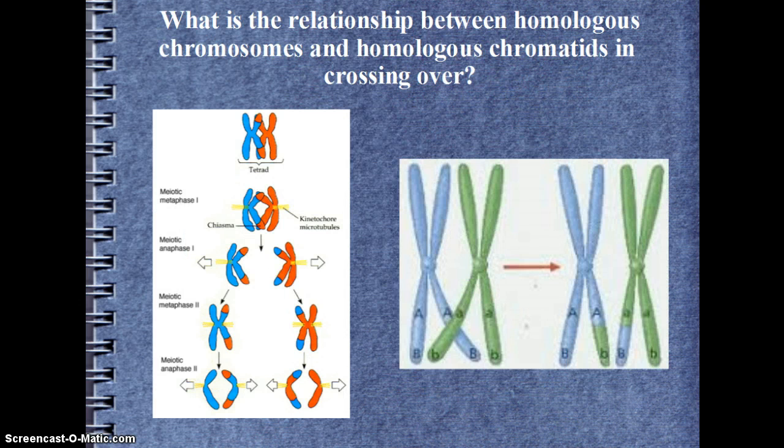What is the relationship between homologous chromosomes and homologous chromatids in crossing over? 2 sister chromatids of each duplicated chromosome separate and move into 2 new nuclei, one forming at each end of the cell. Once the sister chromatids separate, they are no longer called sister chromatids but are considered individual chromosomes. This step essentially doubles the number of chromosomes in the cell.